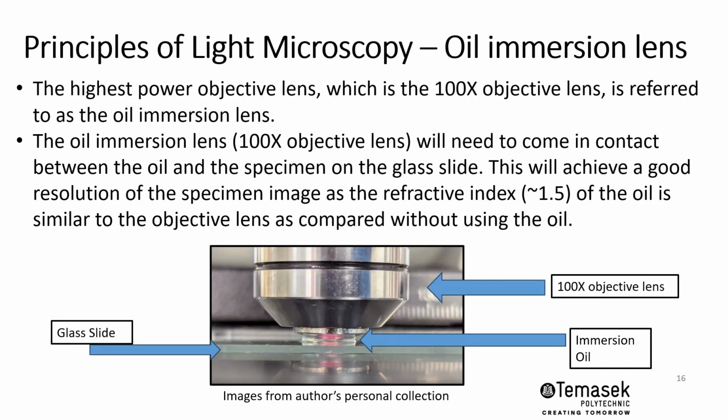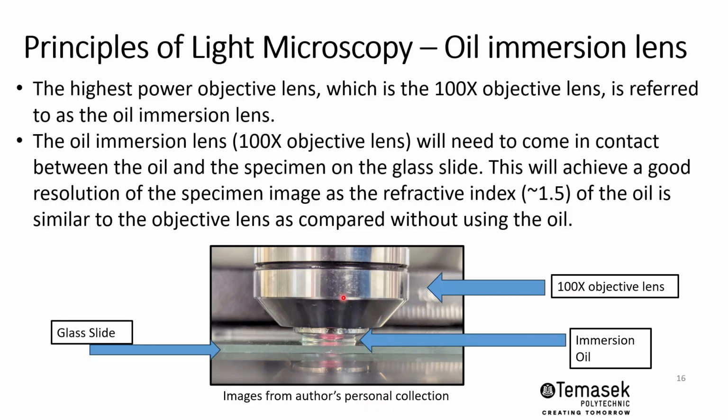The principle of the light microscope depends on your visualization of your specimen, especially at 100 times, the highest power that the objective lens can go. Often you will need immersion oil. The immersion oil coming in contact with the objective lens as well as the specimen on the glass slide will allow you to achieve a good resolution. This is because the refractive index of the oil is similar to the objective lens, at 1.5.